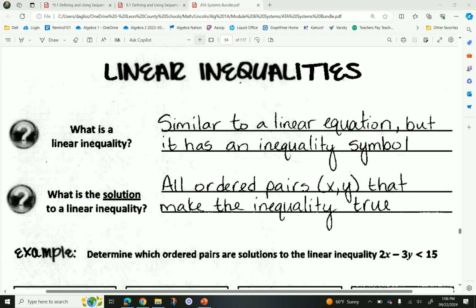We're still graphing lines, okay? An inequality is similar to a linear equation, but it has an inequality symbol. It's either going to be less than, it could be less than or equal to, it could be greater than, it could be greater than or equal to. Okay, the less thans look like L's, and these two are greater thans.